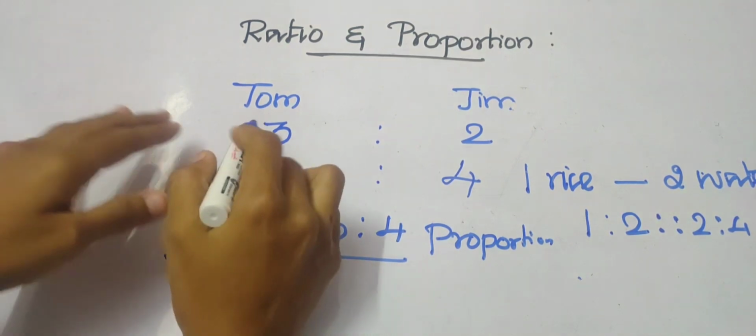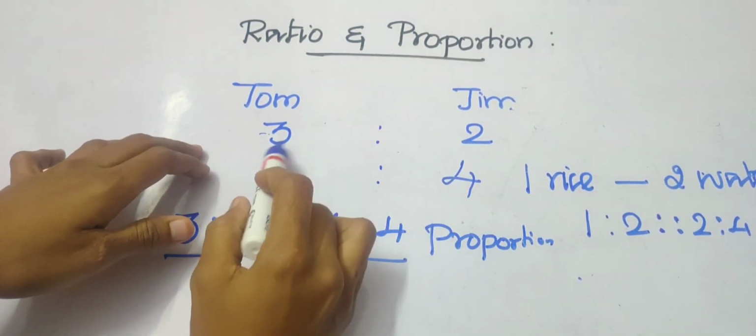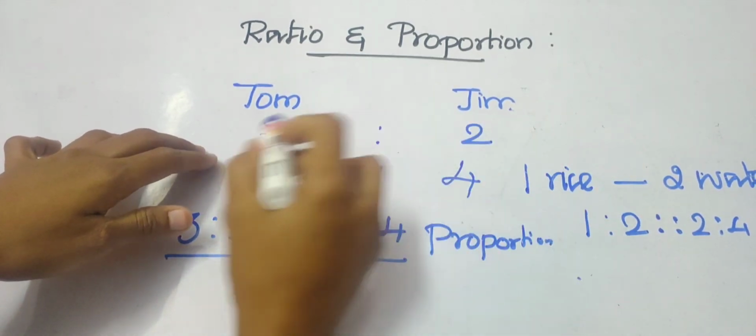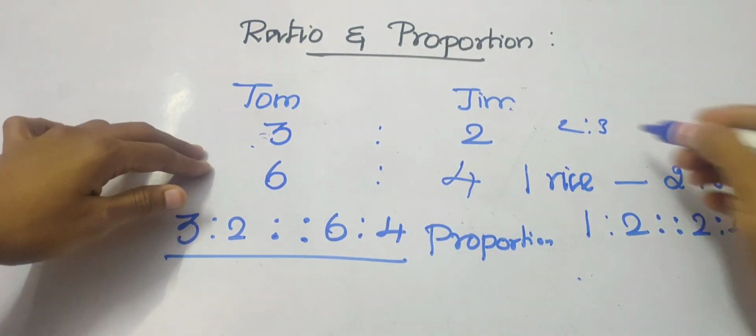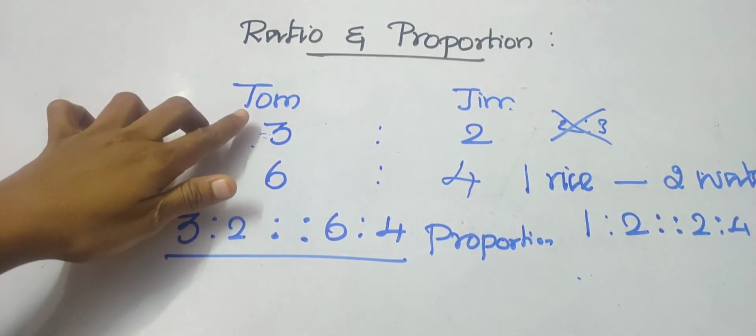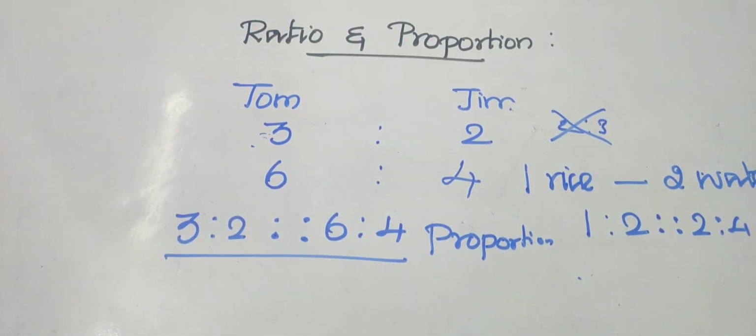We have said this one as a ratio, right? So 3:2. Can we write this 3:2 as 2:3? No, we should not write that. We should not change the order of this ratio. In ratio and also proportion, you should not change the order. That is wrong. Children, is it clear?